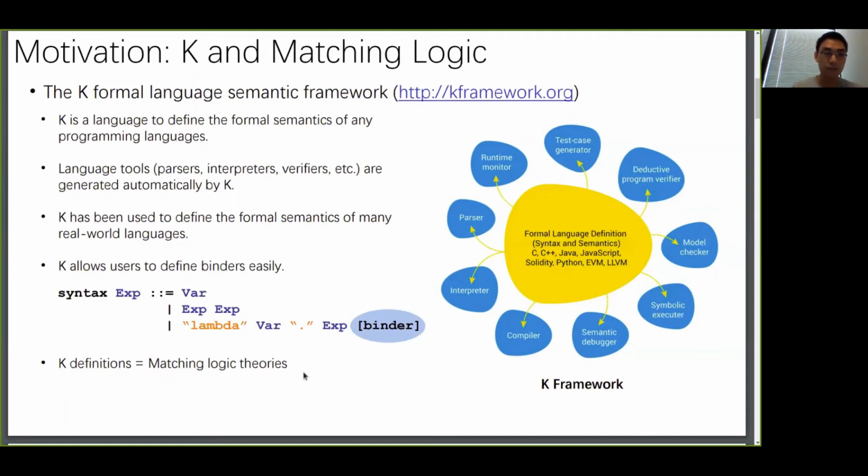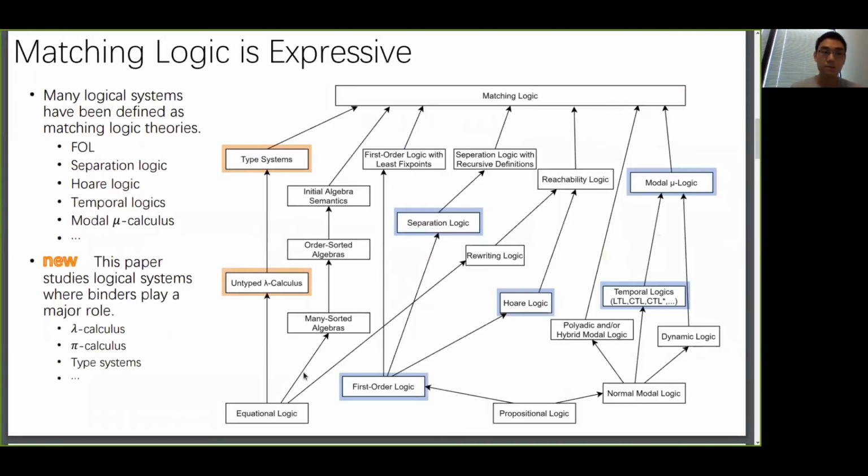Mathematically speaking, every K definition is a logical theory of matching logic, where the syntax and semantics of a programming language are defined using matching logic axioms. So our job in this paper is to show how to define binders as matching logic theories. Matching logic is expressive. Many important logical systems can be defined as matching logic theories. These include first-order logic, separation logic, Hoare logic for program verification, temporal logics, and many others. However, no logical systems where binding plays a major role have been thoroughly defined in matching logic until this paper.